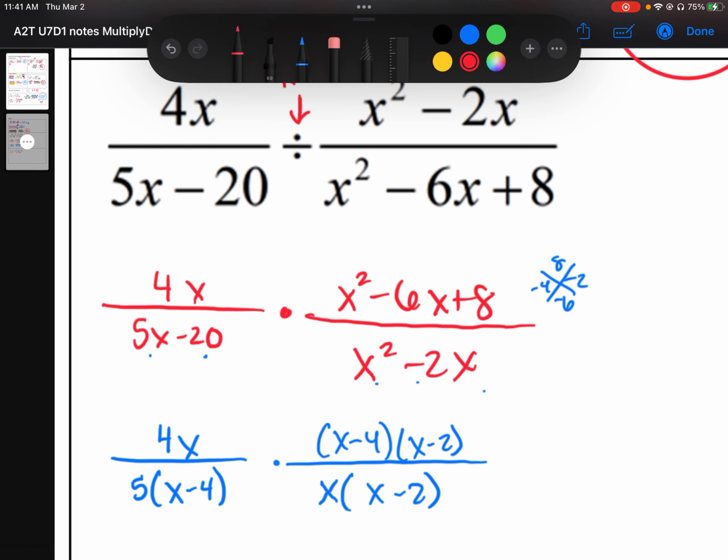What can we divide out? X minus 2's, x minus 4's. And I have a 4x and then just an x in the denominator, so these x's will divide out. All I'm left with is the 4 in the numerator and the 5 in the denominator.